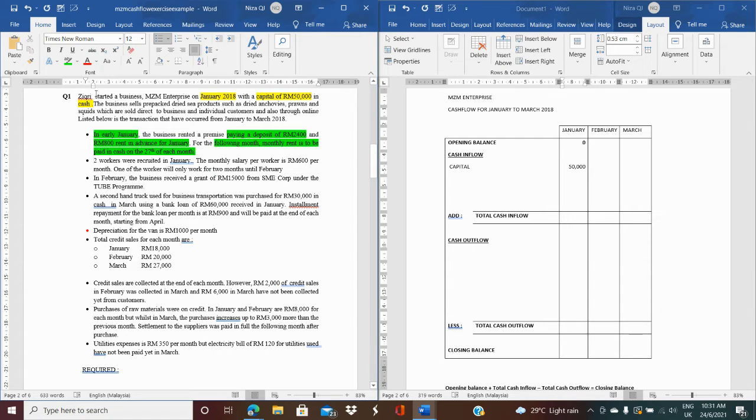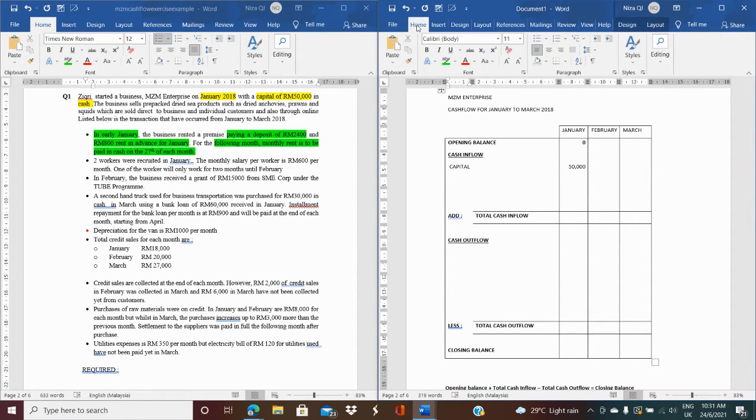So how do we record this transaction? This is a payment being made out, so this is an outflow. You have to move it under cash outflow and type deposit. This is a payment, paid in cash. So you have to record the deposit, 2,400. And then there's also rent for January.